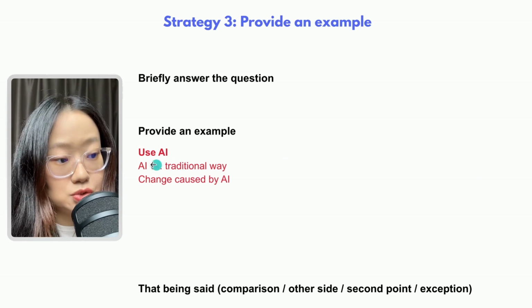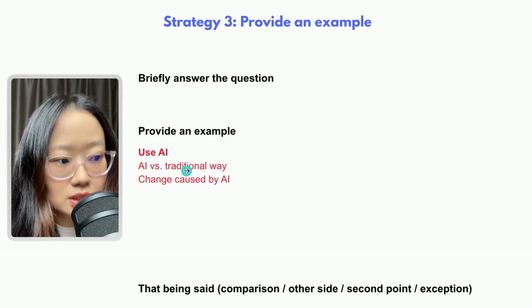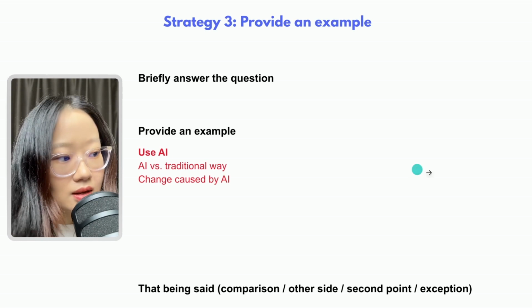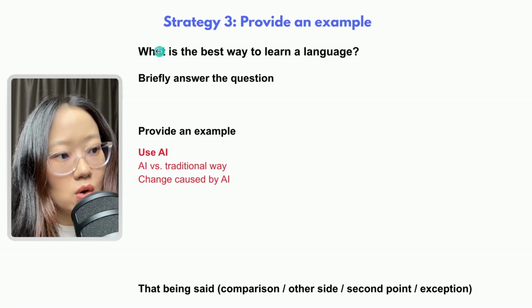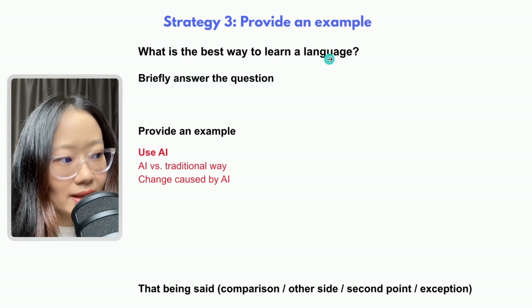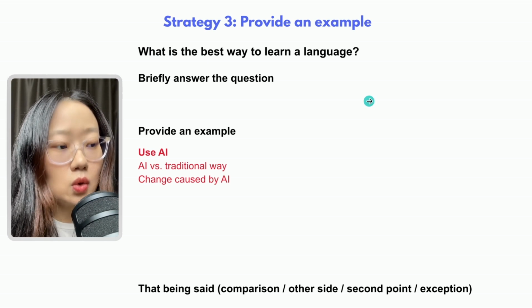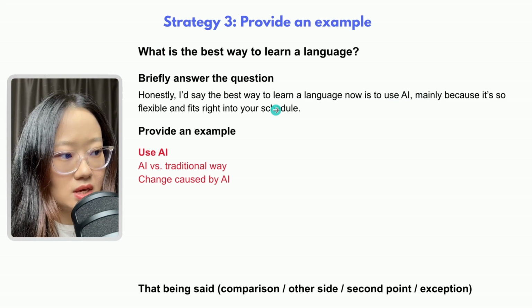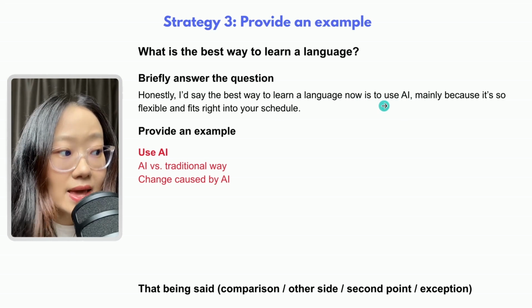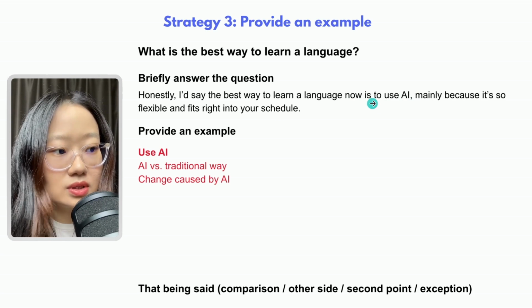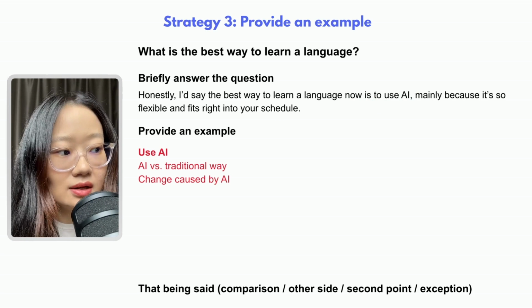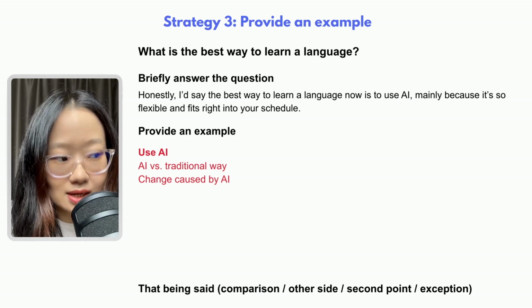The first angle is to compare AI with the traditional way of doing something. Let's take this question as an example. What is the best way to learn a language? We can easily give a long answer if we say the best way to learn a language is to use AI and compare it with a traditional way of learning a language such as taking a language class.